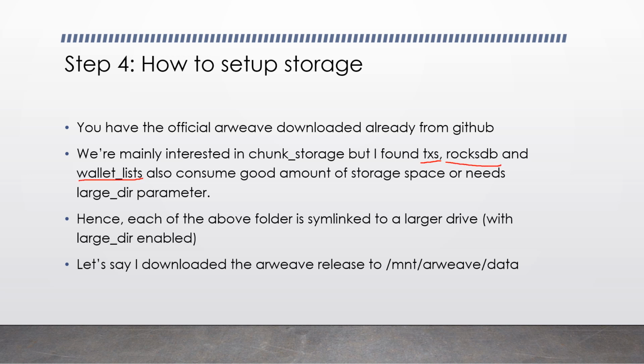Now, in my case, the chunk storage folder is pointing to an HDD setup, which is where I would be syncing the weave. And the other 3 folders, which are the transactions, the rocksdb, and the wallet list folder, are pointing to a fast SSD drive, and I've repurposed my OS drive's empty space to download the appropriate content. One thing to be noted is the large directory flag has to be applied to each of the devices that you are going to use for the storage setup.